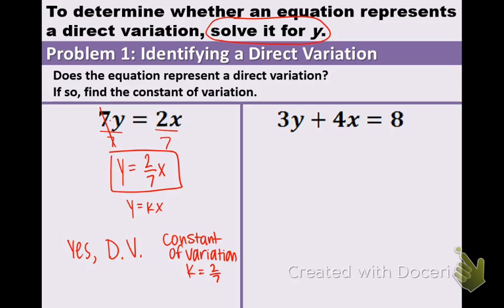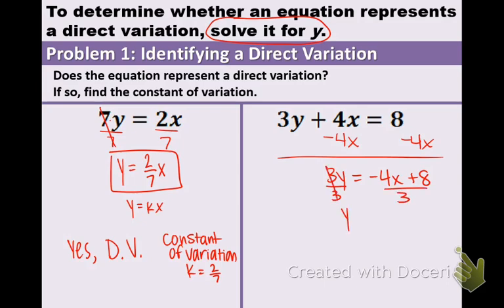On the right side, we have 3y plus 4x equals 8. First thing that we want to do is get rid of the 4x, bring it to the other side. So that means we have 3y equals negative 4x plus 8. Divide all sides by 3. That means the y is by itself now. And we have negative 4/3 x plus 8/3.